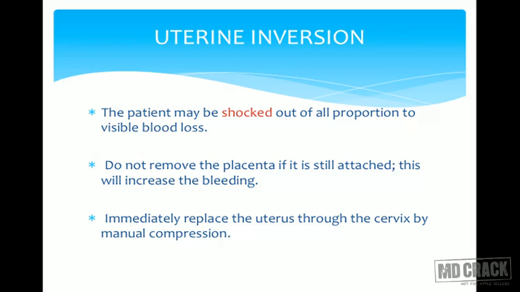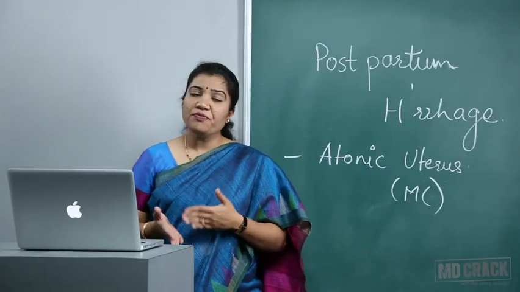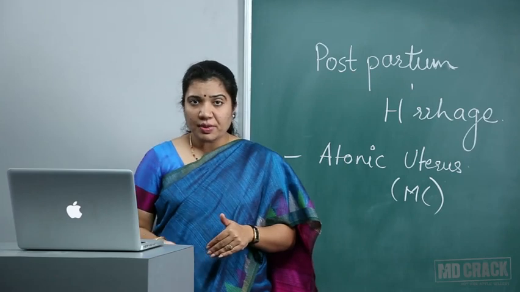If the placenta is adherent, please don't play with the placenta, let it be there. Just try to push the uterus back, because separating the placenta will cause more bleeding. Immediately try to replace the uterus back through the cervix by the manual compression method. If it is possible without anesthesia, do it. If not, then under anesthesia. If it is not going at all, then we can use hydrostatic methods.